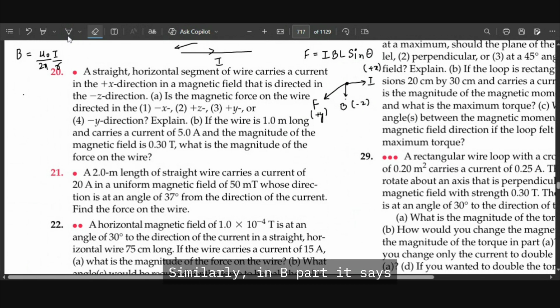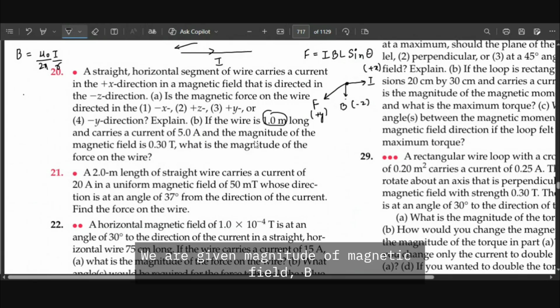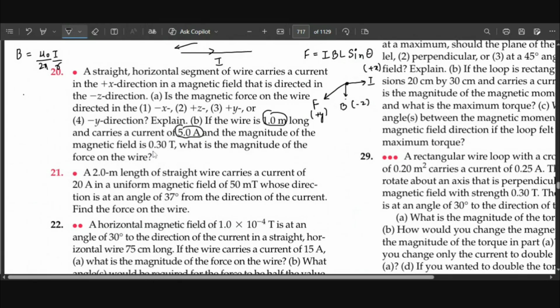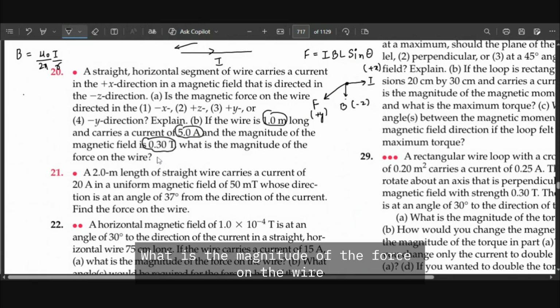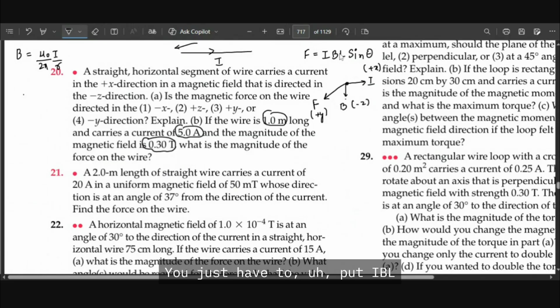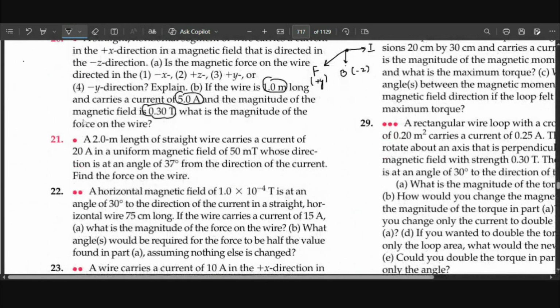Similarly, in part B, it says the wire is 1 meter long and carries a current of 5 amperes. So we have the length L, the value of current I, and the magnitude of the magnetic field B. What is the magnitude of the force on the wire? You just have to put I B L. You put the values in this relation, you'll get the answer. You can easily try this on your own.